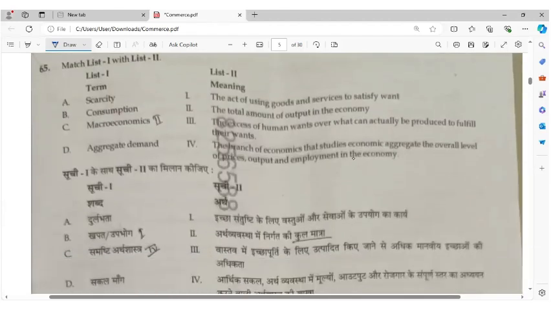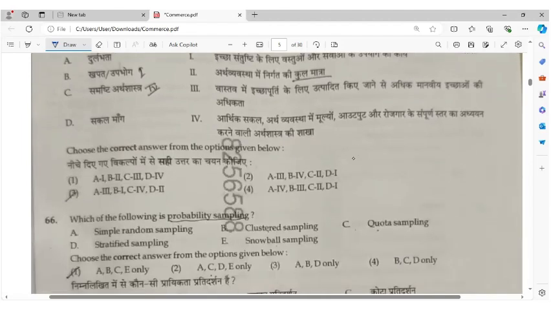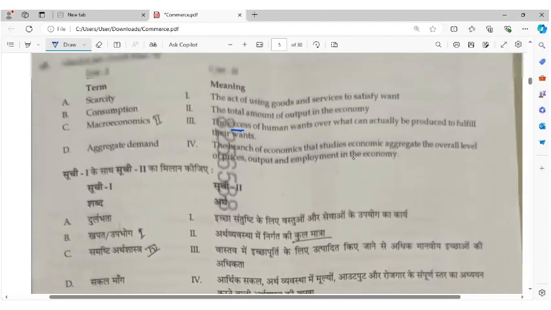Now, again, the matching list, the terms and the meaning is given. Scarcity, you know what scarcity is? Scarcity is related to the excess of human wants over the actual resources to produce and fulfill those wants. So here, scarcity is related to option number 3.